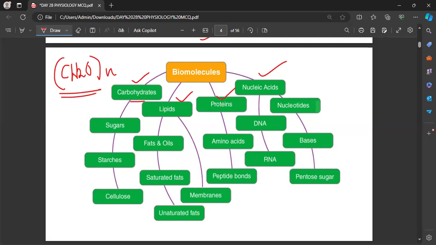Okay, and what is said to be a carbohydrate? They are considered as polyhydroxyaldehydes or polyhydroxyketones. Poly means many, hydroxy means OH group, aldehyde means CHO group, and ketone means CO group. This is what you have to remember in the case of carbohydrates.